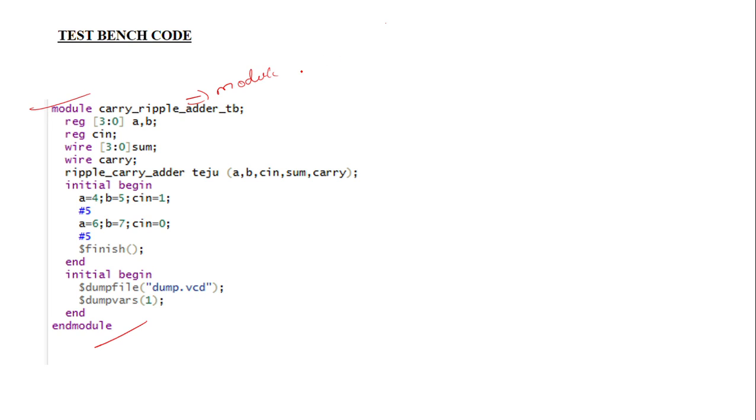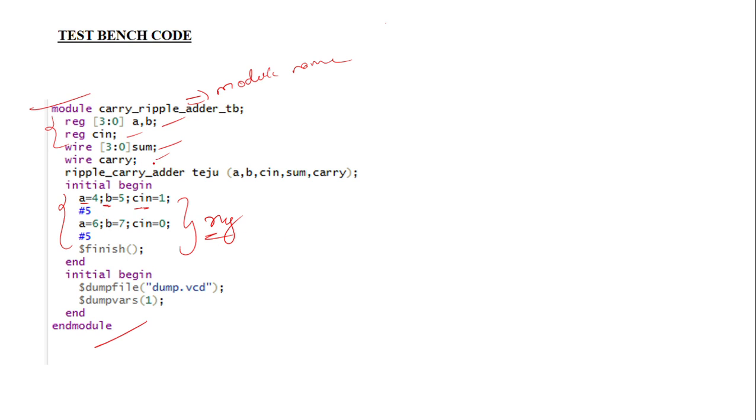So carry_ripple_adder_TB is nothing but our module name. Input ports are represented with reg data type, and output ports are represented with wire data type. The variables we use in the initial block must be in the reg data type only. That's why I represented input ports with reg data type. Otherwise you can represent input ports as net data type also, but particularly reg because of the initial block.